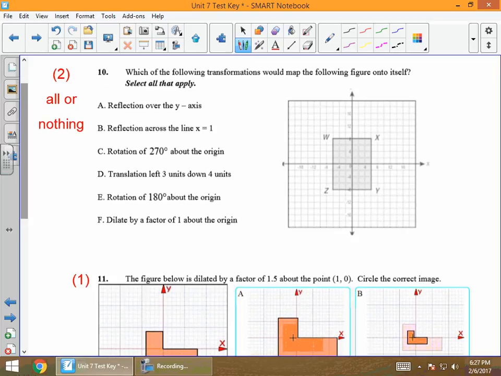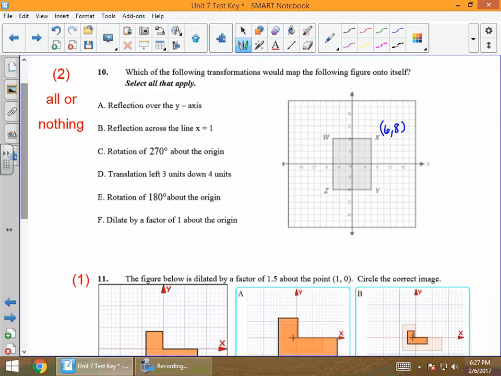Which of the following transformations would map the following figure onto itself? Select all that apply. So I'm going to label point X here as it looks like point X is at 6, 8. And it's a little tough to read there just because every line is by 2, not by 1. But that is at 6, 8. So this thing is a rectangle, not a square.